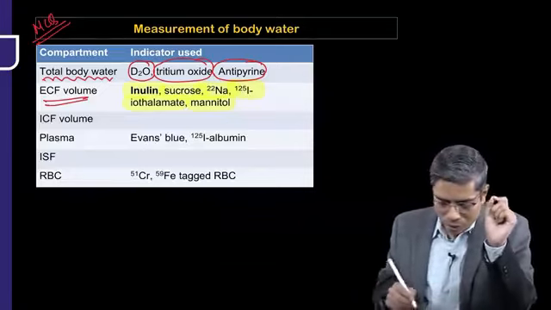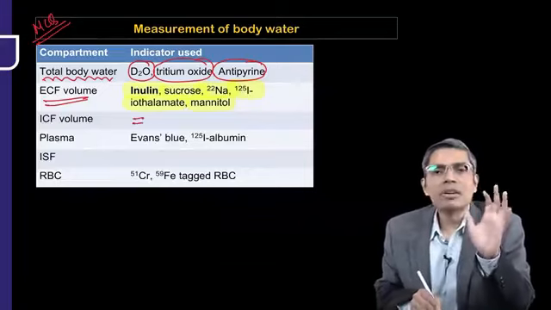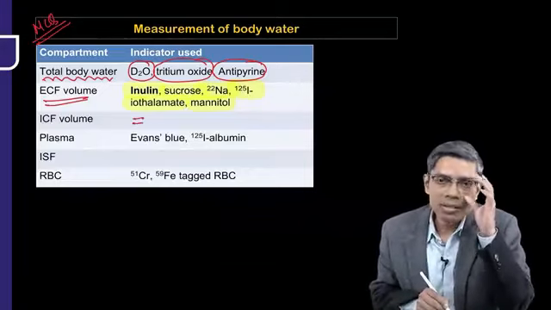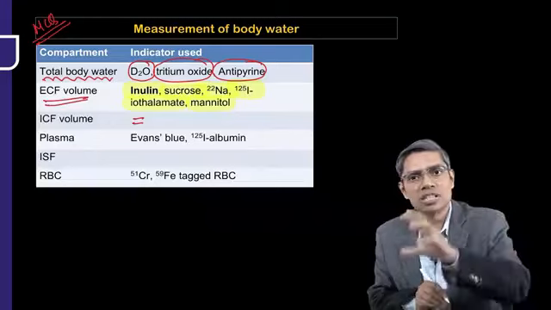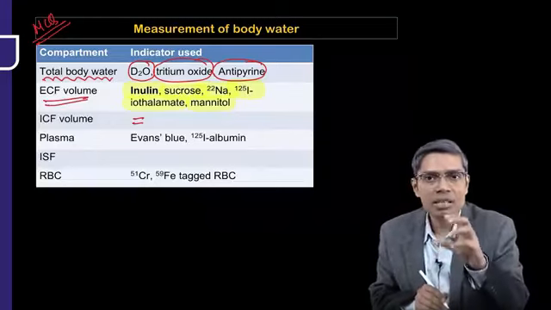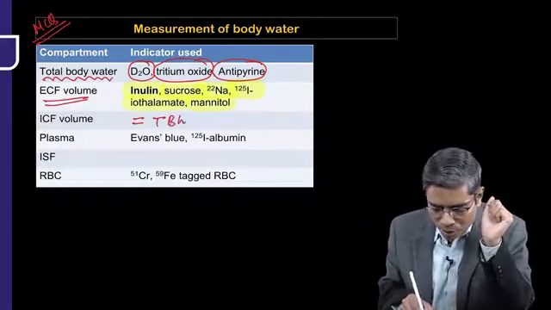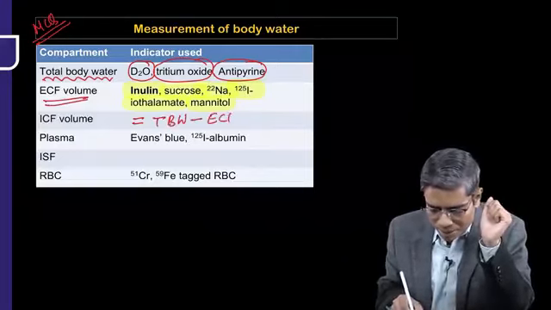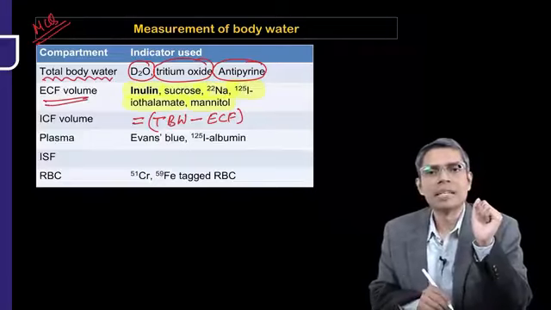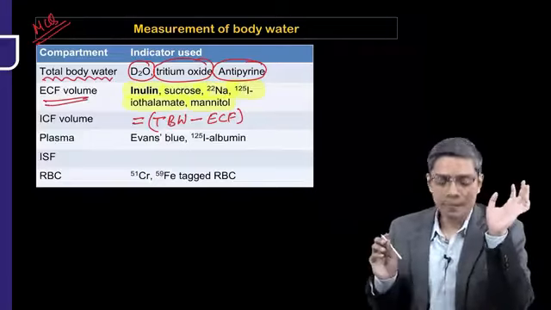If I want to measure ICF volume, you cannot measure ICF volume directly because there is no such substance which will be distributed only in the ICF, not in the other compartments. So what you have to do here, you have to measure the total body water and measure the ECF separately and subtract them. You are going to get the volume of ICF.